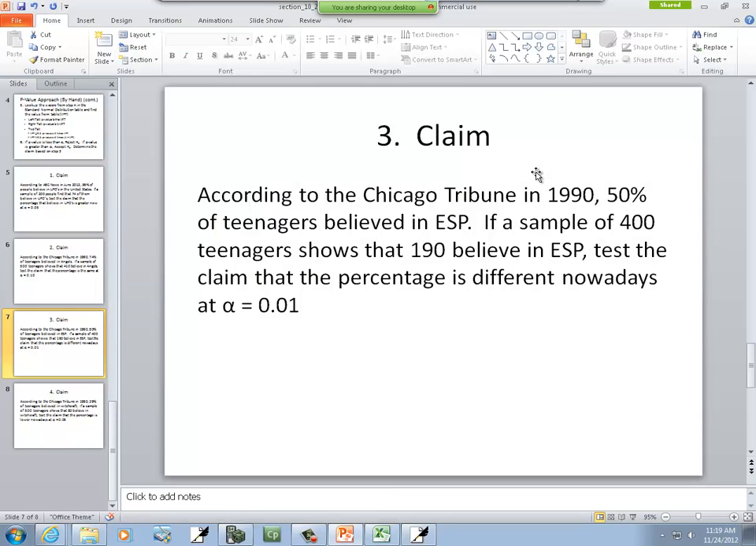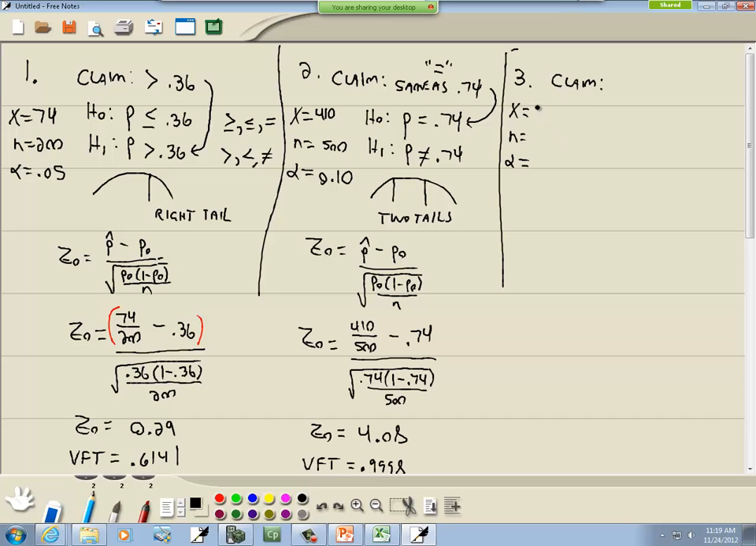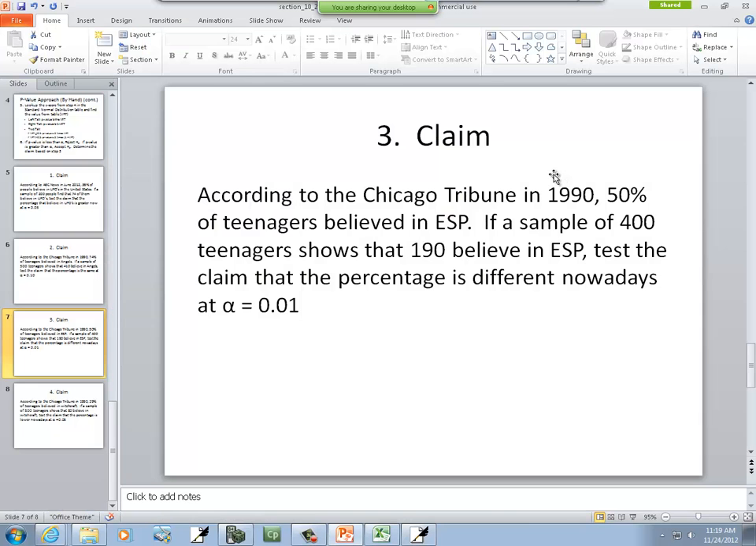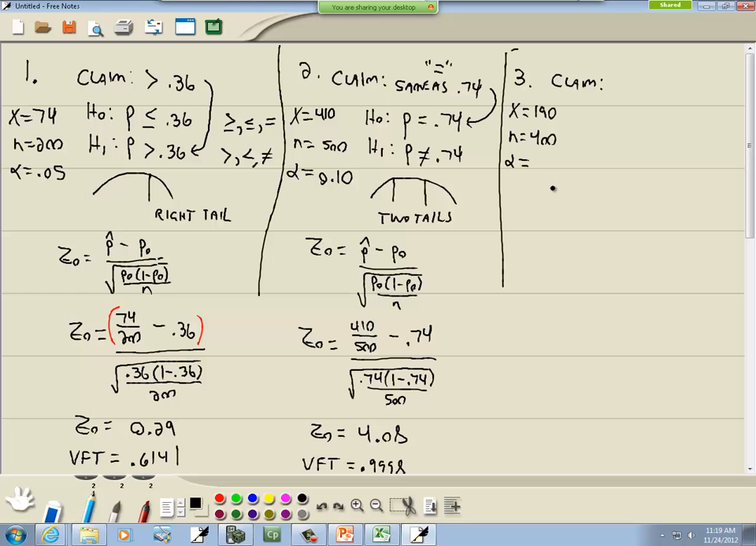It says, according to Chicago Tribune, 1990, 50% of teenagers believe in ESP. If a sample of 400 teenagers showed 190 believe in ESP, test the claim that the percentage is different nowadays, at alpha equal to 0.01.